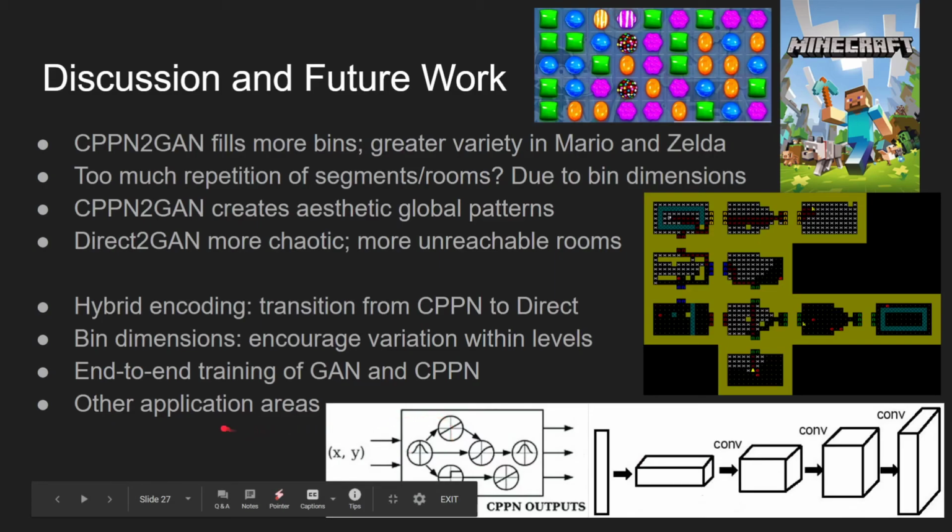We're also looking for other application areas. Two games where we could apply this would be Candy Crush or Minecraft, because they involve both sort of high-level global patterns as well as small-level local patterns. So it would probably be a good fit for this approach. But we're interested in other areas as well, maybe robotics or even something else.